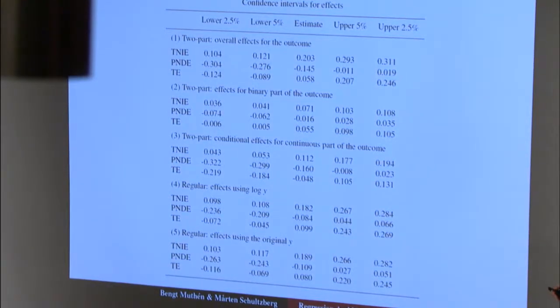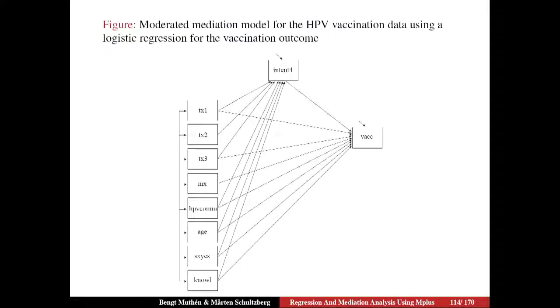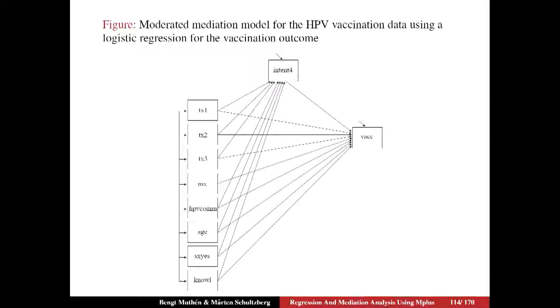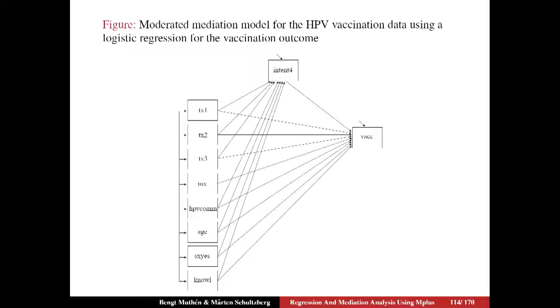I just want to emphasize what Morten said and do it in the context of that vaccination example I talked about. On slide 114, you have the control variables down here, where HPV communication is a binary variable, age is continuous, sex discussion is binary, and knowledge is continuous. So we have two continuous variables, age and knowledge, and the other ones are binary. And these are the C variables.